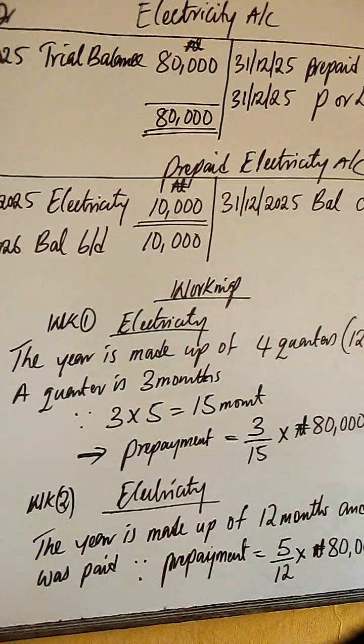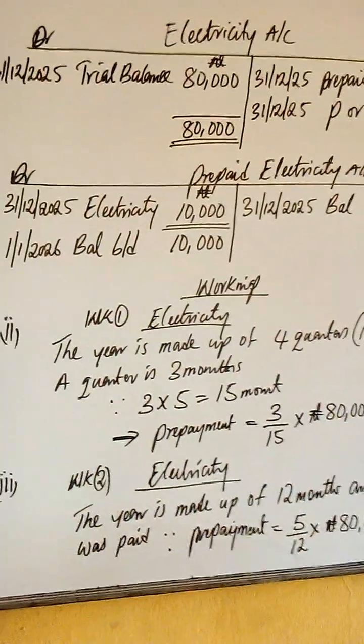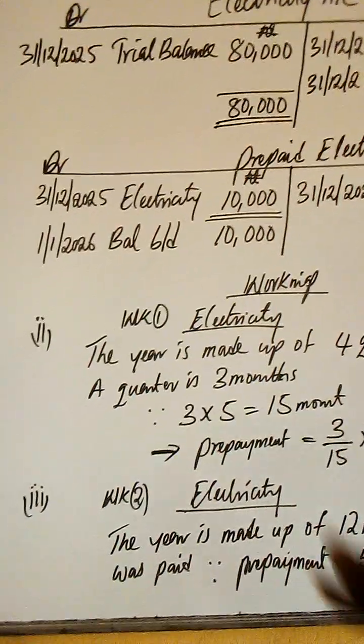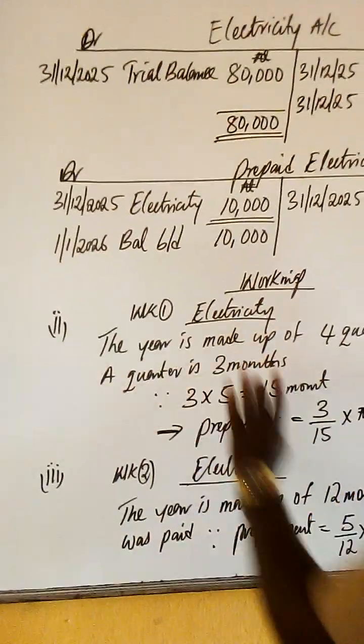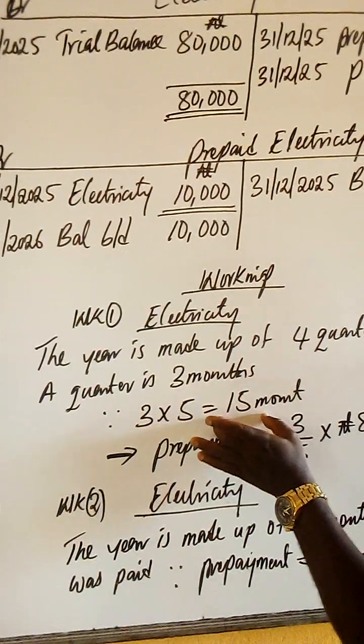But we are saying that the electricity was paid up to 5 quarters. Up to 5 quarters. They mean 5 quarters is how many months? If a quarter is 3 months and we're talking about 5 quarters, it simply means you are saying 3 times 5 gives you 15 months.